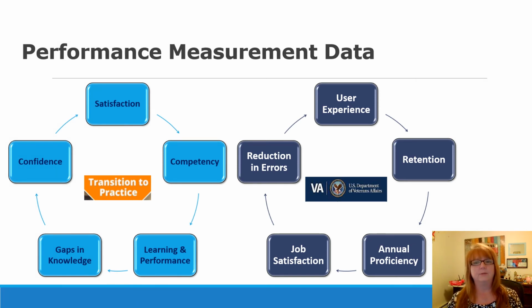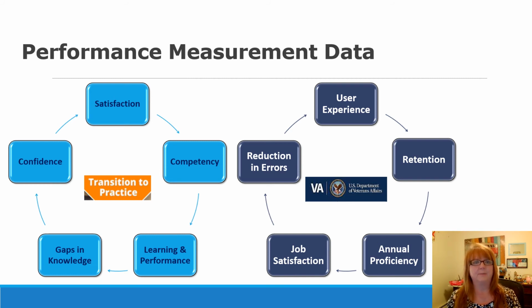Performance measurement data is how we will do our evaluations. The Agency for Healthcare Research and Quality recommends an evaluation team for the change project, which we will have. The evaluation will involve performance measurement data to track the effectiveness of the technology and the program. Data that can be extracted from Elsevier's is in the light blue diagram right there. This includes satisfaction, confidence, gaps in knowledge, which is very important to catch things early, learning and performance, right up the alley with competency. And then post-graduation performance measurement data through the VA is in dark blue and includes user experience with the new platform, reduction in errors, retention at 6 months and 12 months, with the addition of the annual proficiency at 12 months.